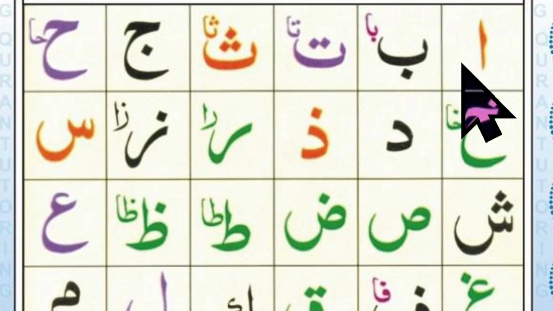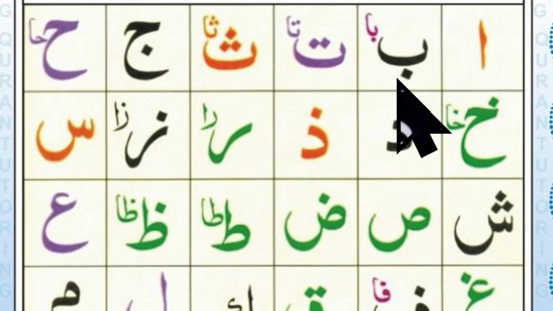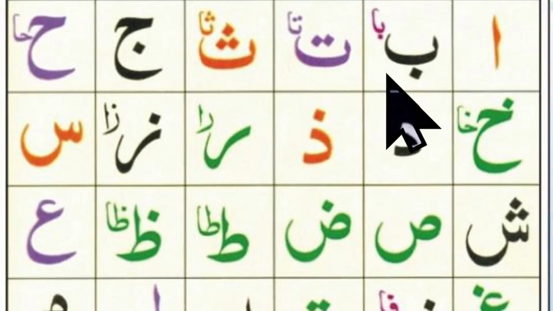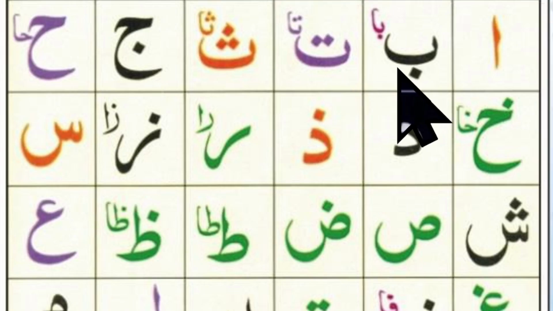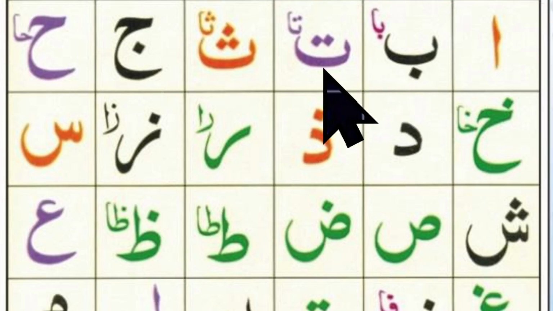The first letter of the alphabet is Alif, and it looks like a straight line. So Alif, Alif, Alif. Then the next letter is Ba, Ba, Ba. And this one with two dots on the top is called Ta, Ta, Ta.